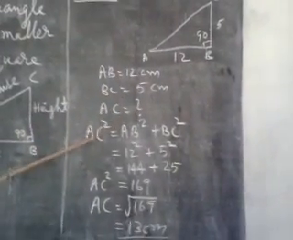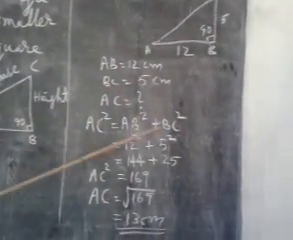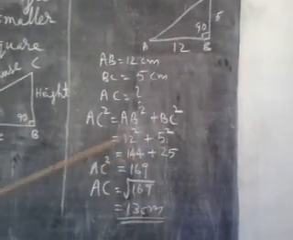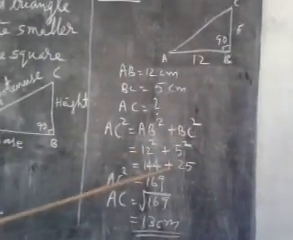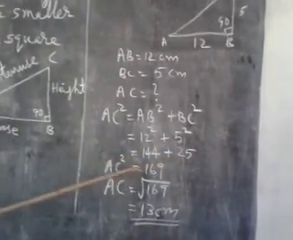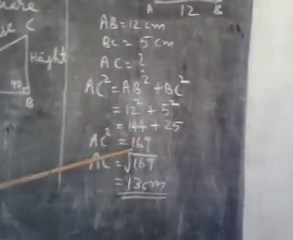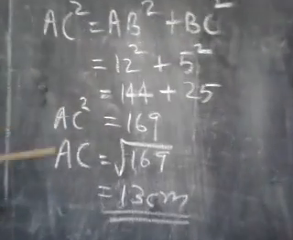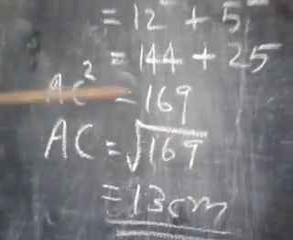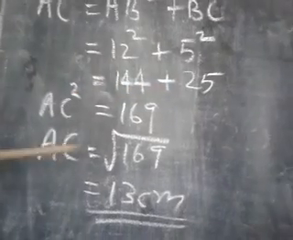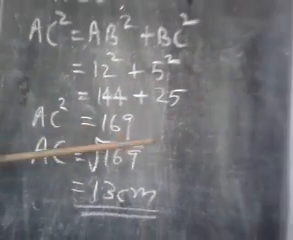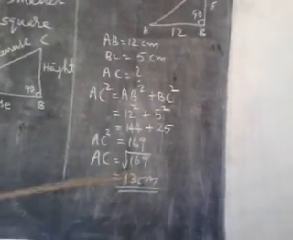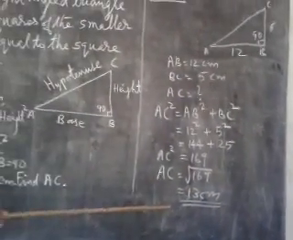Find out AC. AC square equals AB square plus BC square, which is 12 square plus 5 square. 12 into 12 is 144. 5 into 5 is 25. The sum of these two gives 169. That is AC square. So to find AC, we have to find the square root of 169. So AC equals root of 169 equals 13 centimeters. That is the length of the hypotenuse.